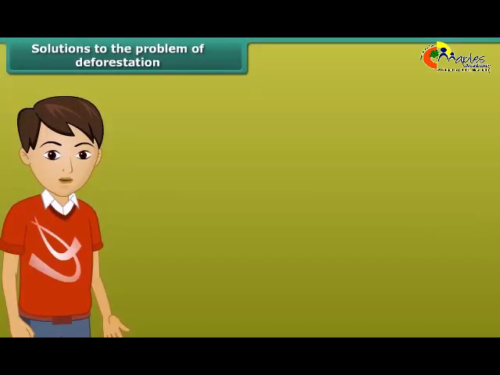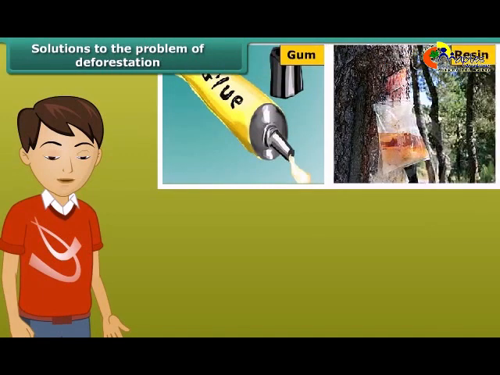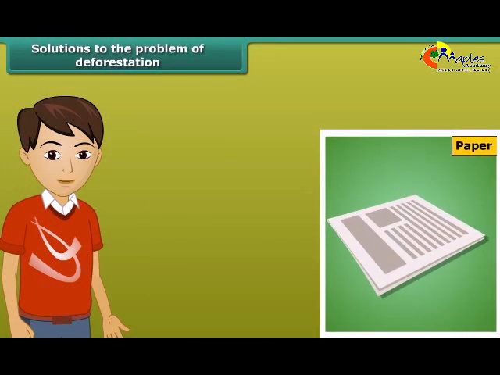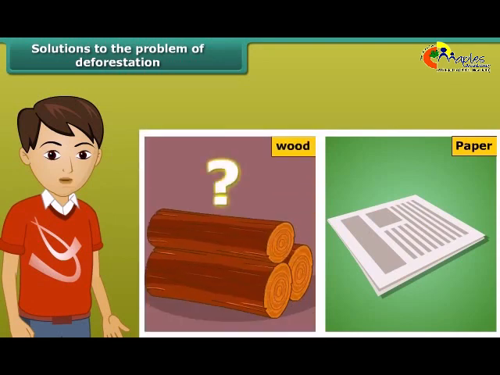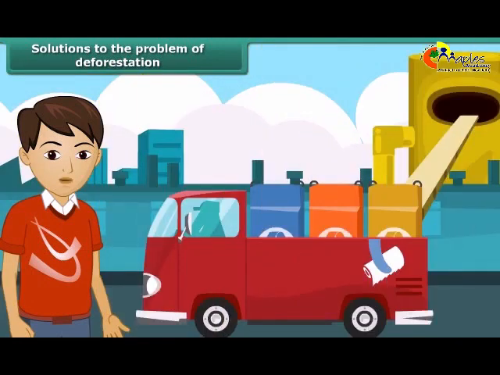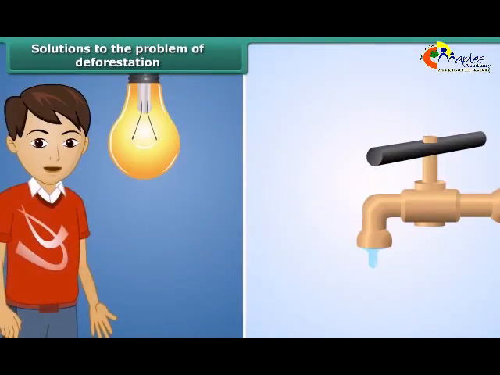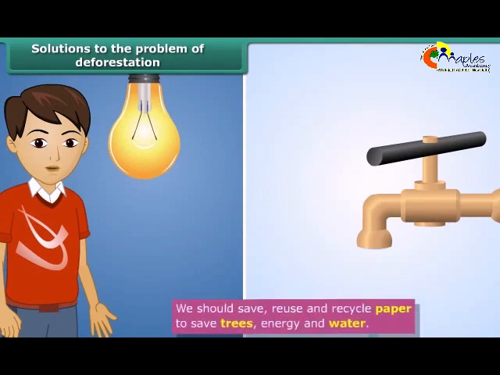We get many things from forests. Gum, resin, jute and paper are important products. Can you think of any alternatives available for paper? What would happen if we had no wood? Well, to all these questions, recycling of paper is the simple answer. Paper can be recycled 5 to 7 times for use. By recycling paper, not only trees, but also energy and water could be saved. Thus, we should save, reuse, and recycle paper.